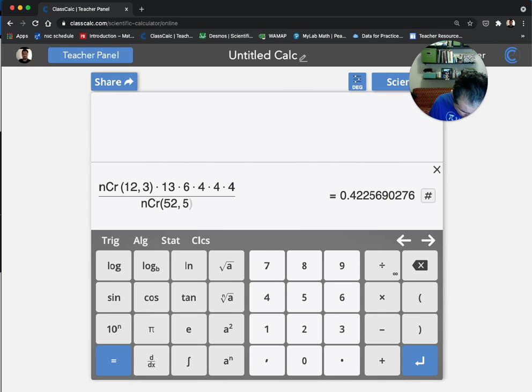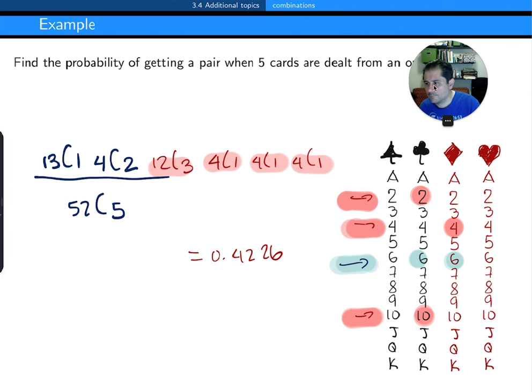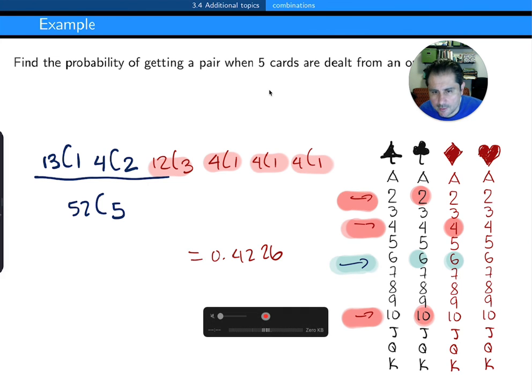So about 42% of the time, if you're dealt 5 cards, you will get a pair. So it's not that uncommon to get a pair when you play poker. Okay, so those are my examples for doing probabilities with combinations and the poker applications.